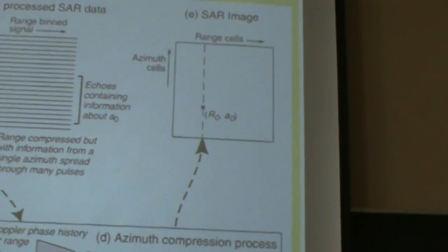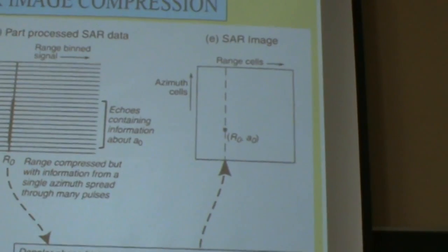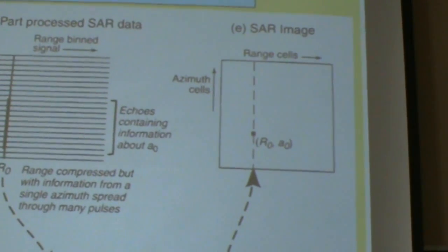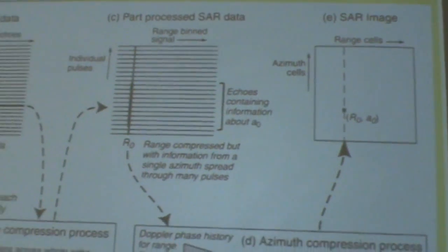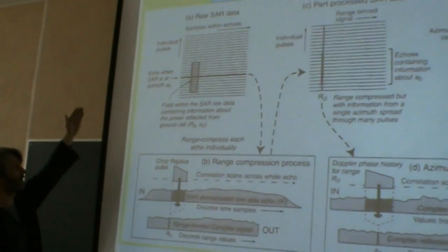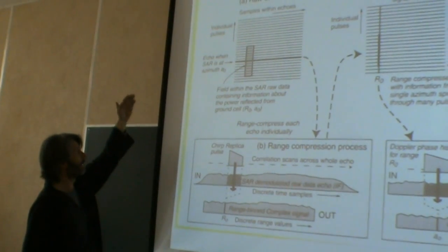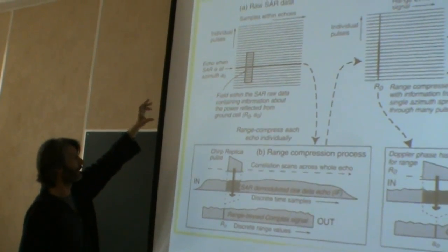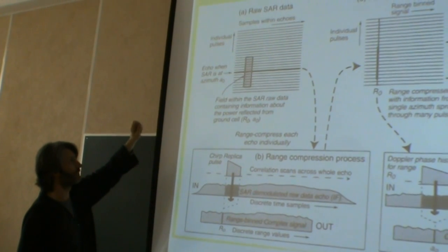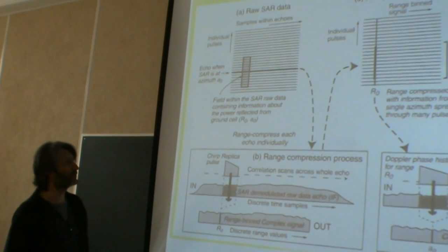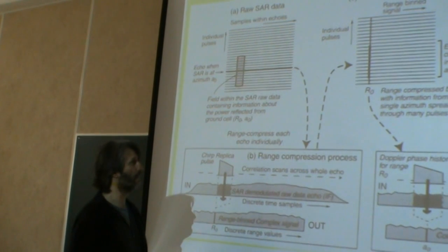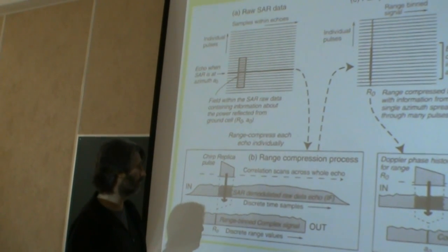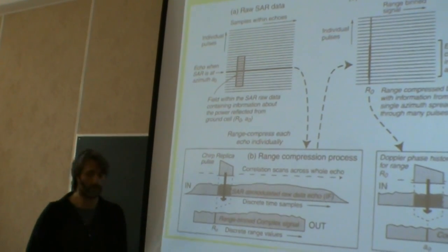So this is basically what happened. You have the raw data where you have the individual pulses as a function of time or range. Then you do your compression in range, and you finish with your compression in azimuth. Like that you achieve the full resolution.